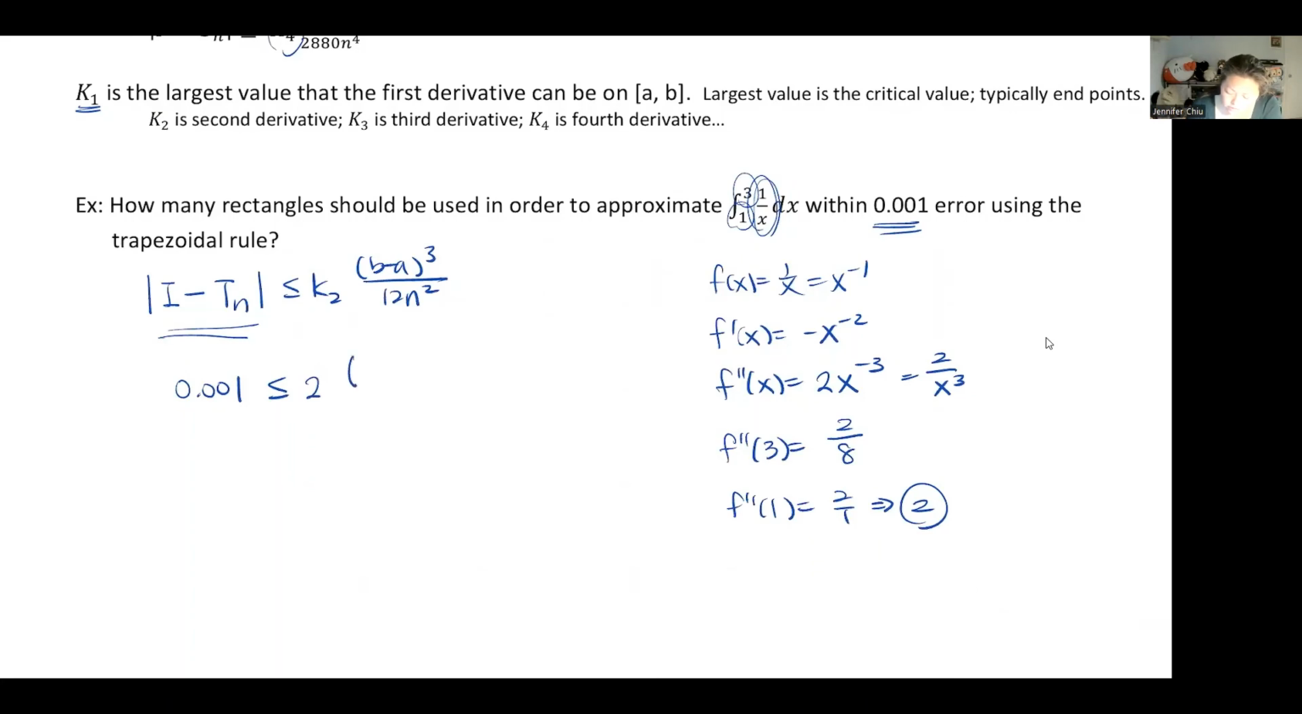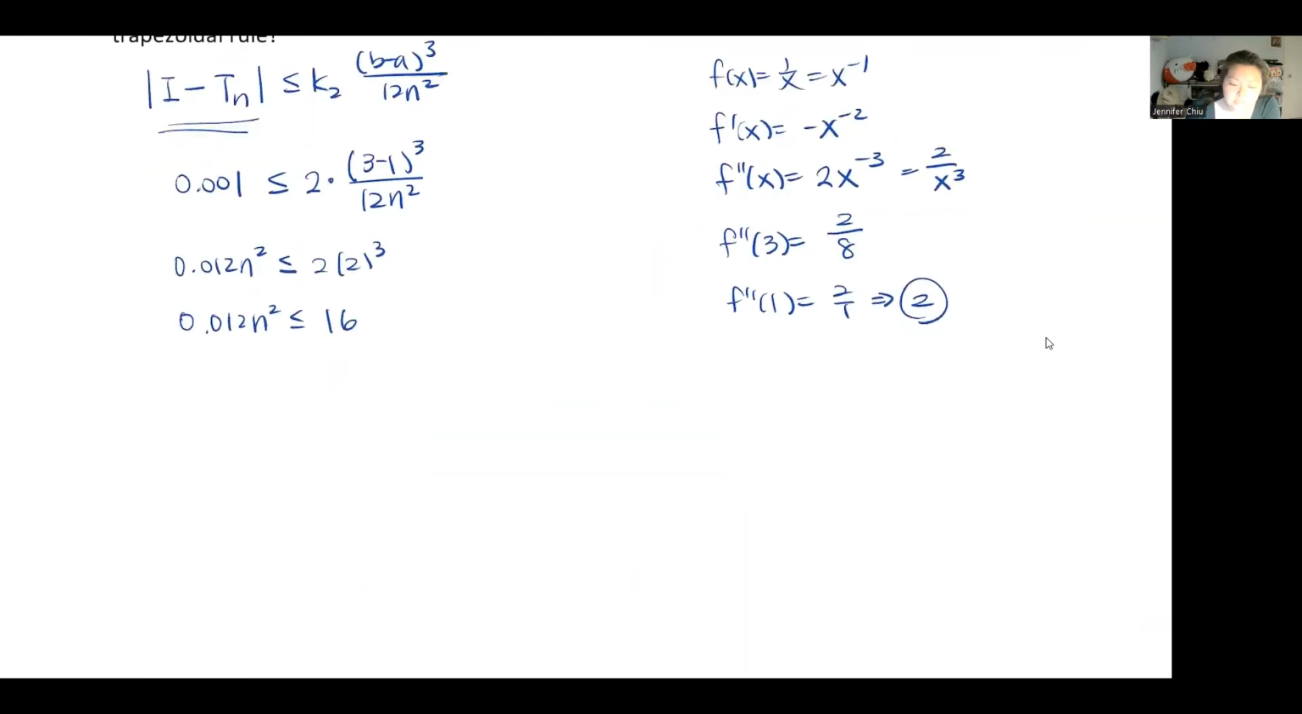B minus A, so that's my interval, so (3 minus 1) cubed over 12n squared. So we're really solving for n. N is the number of rectangles, right? So multiply the 12 over, so 0.012 n squared is greater than or equal to 2 times 2 cubed, so 0.012 n squared is greater than or equal to 16, because 2 times 8 is 16. So n squared, and at this point you can just go ahead and set it equal, because the absolute value is bounded and the inequality is going to switch around, so it really doesn't matter. You're looking for an equal answer. So 16 over 0.012.